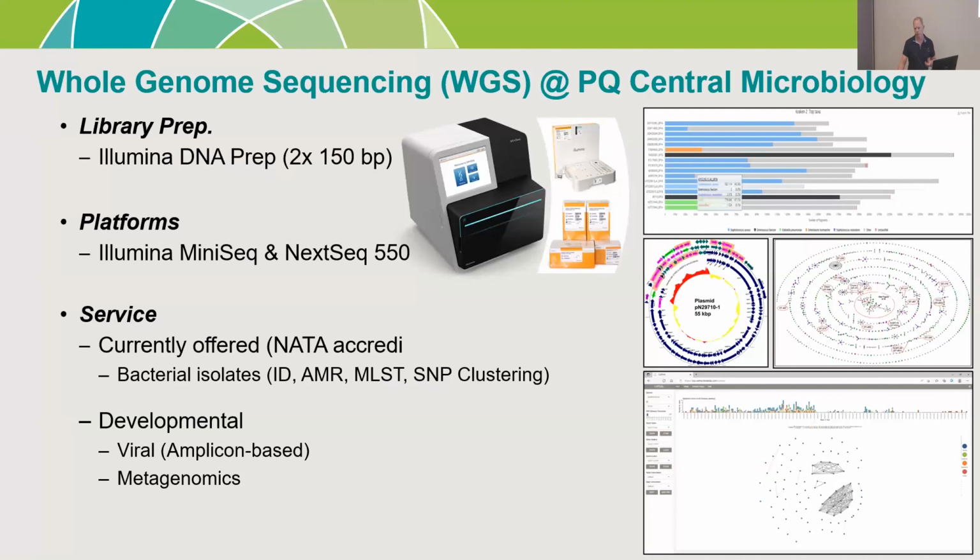We also have some developmental work that we're working on at the moment, which I'll touch on. This involves amplicon-based viral sequencing and also metagenomics. Rather than having to grow the organism, we'd be able to pull the sequences out of clinical samples. We do this at the moment with a Sanger sequencing 16S based method, but moving forward we'd really like to do this because it's a lot more sensitive and less prone to bias through PCR.